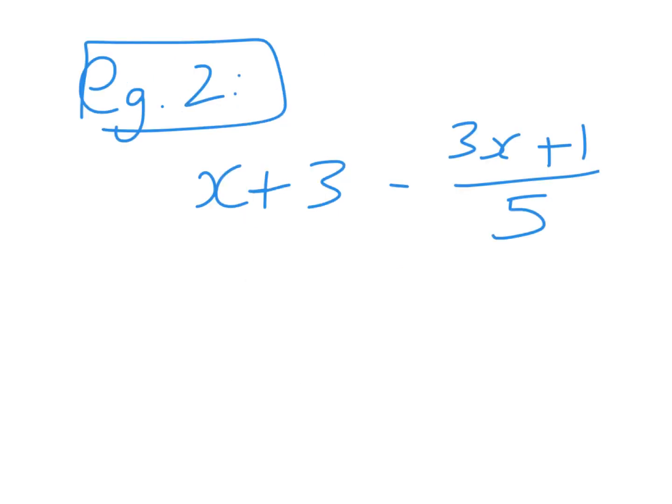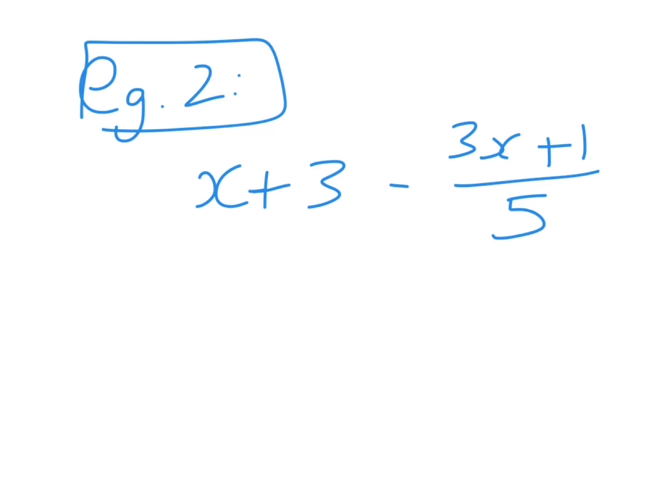Now we're going to look at another example. We have x + 3 minus a fraction, (3x + 1)/5. As with the last example, I'm just going to be careful here because I'm taking away the 3x and I'm also taking away the 1. So where do we start here? Same place we started before. We're going to try and get everything over a common denominator.